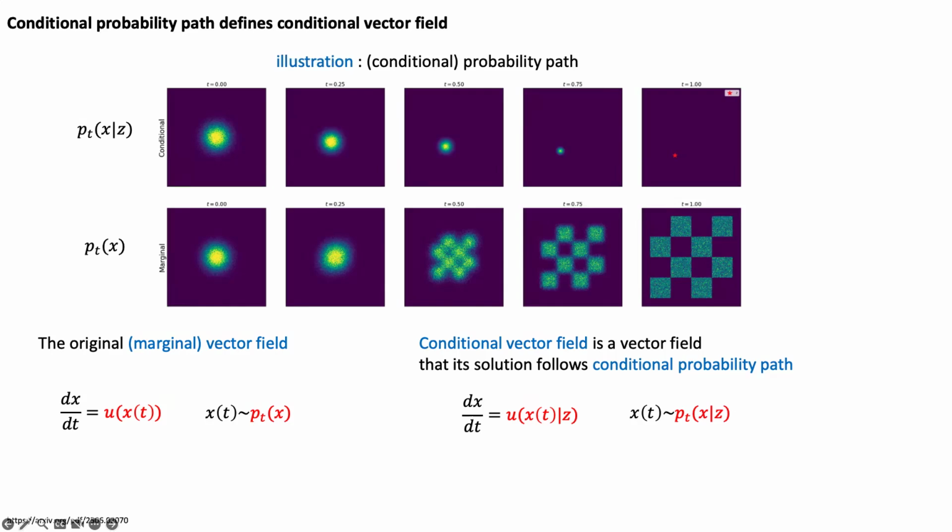Initially, you start with the following distribution and end up with the target distribution. At every point, you have a partial trajectory like this. This is the original vector field. But now you have some fixed target like this. Every point will converge to the center like this. And the vector field which describes this kind of motion will be the conditional vector field.